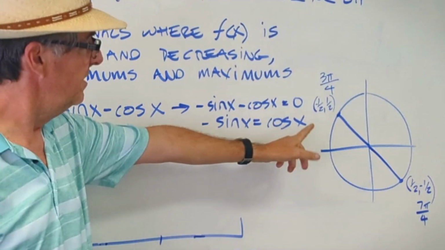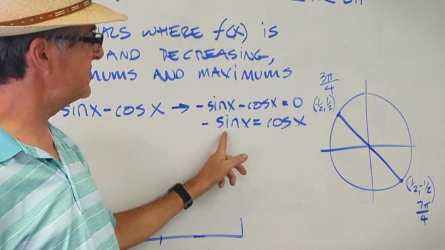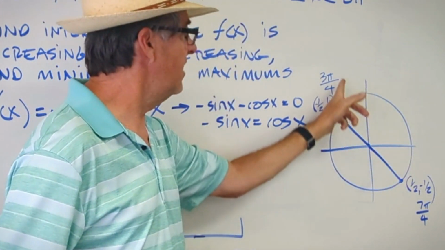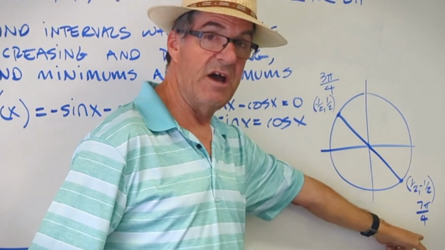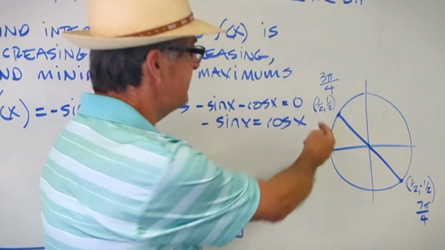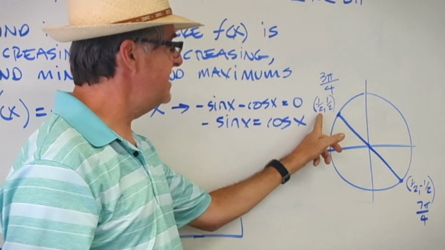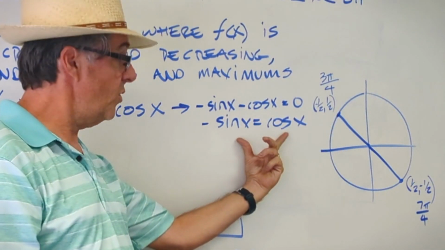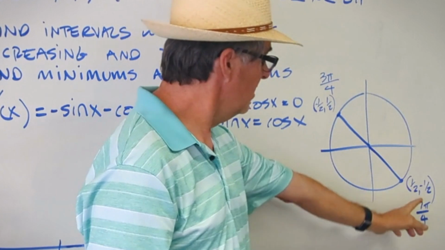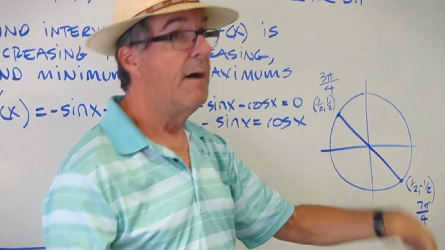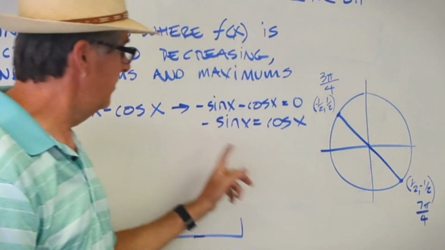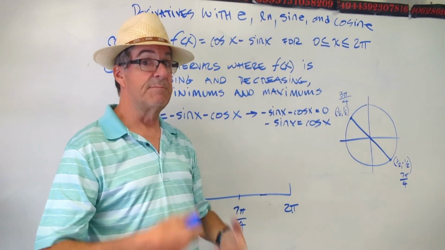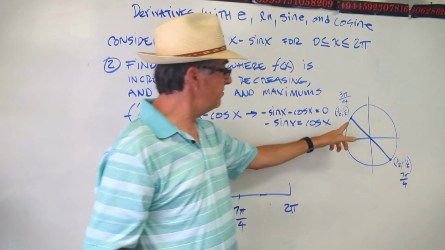So check this one out. When negative sine equals positive cosine, we're here and here: 3 pi over 4 and 7 pi over 4. At 3 pi over 4, cosine is -1/2 and sine is +1/2, so that satisfies the equation. The same thing here, where cosine is positive 1/2 but sine is negative 1/2. Really, sine and cosine have to have opposite signs but be equal, so there are only two places on the unit circle.